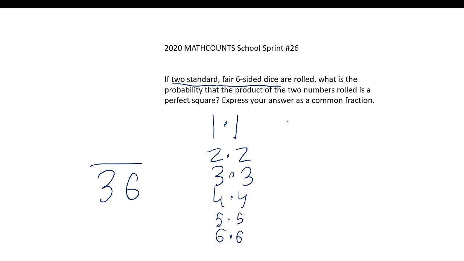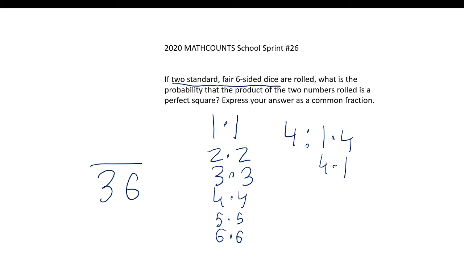So 4 can be expressed as 1 times 4 or 4 times 1. Order matters since we have 2 standard fair 6-sided dice. And there are 2 possible outcomes for this, so total we have 8 favorable outcomes currently. Now, are there any other products that could result in perfect squares? Well, there are none. If we pair the products together, there is no way that we can generate a perfect square other than actually squaring the numbers.